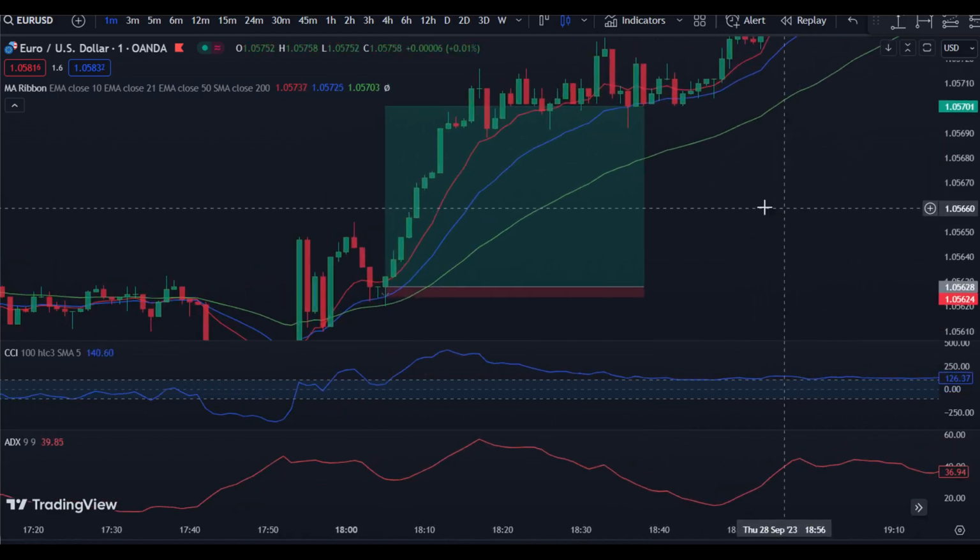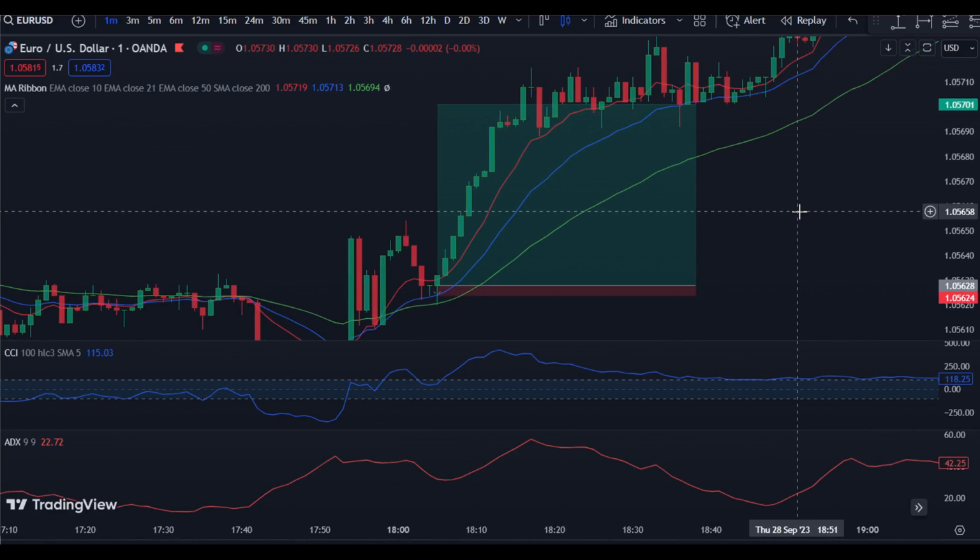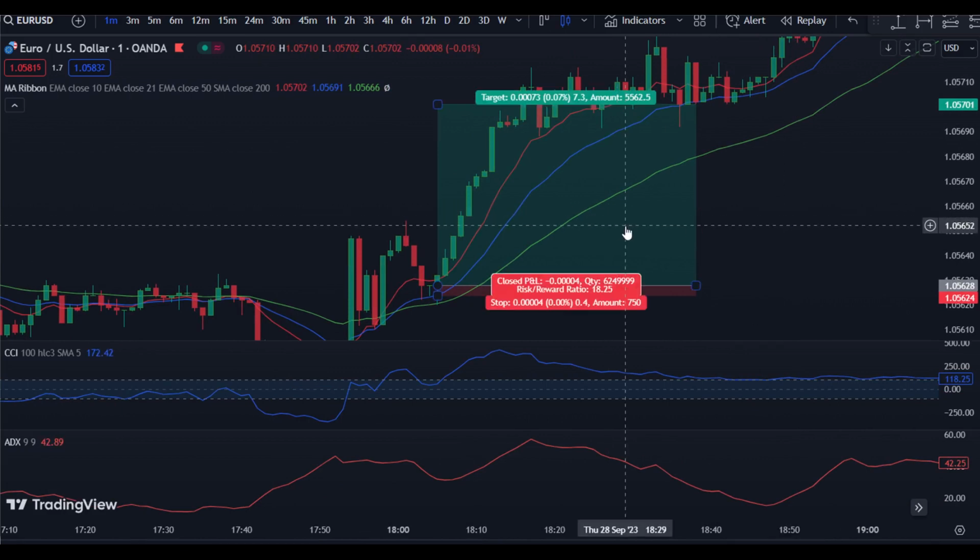Always apply proper risk management when using a strategy like this or with any strategy that you use. It is crucial for you long-term to survive as a day trader.